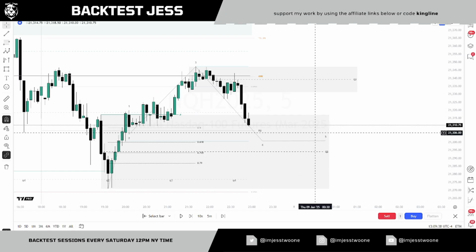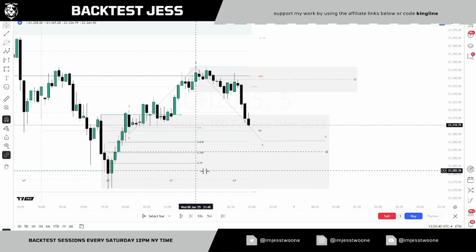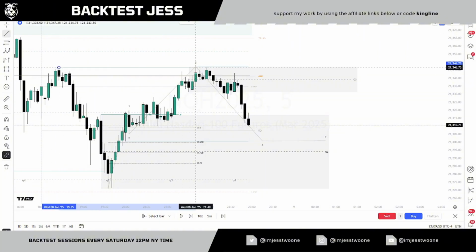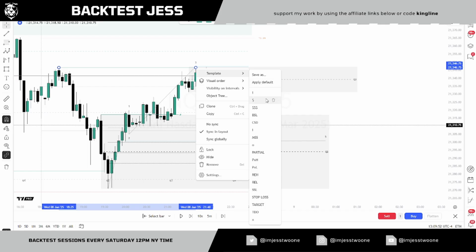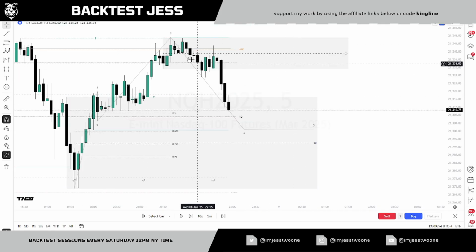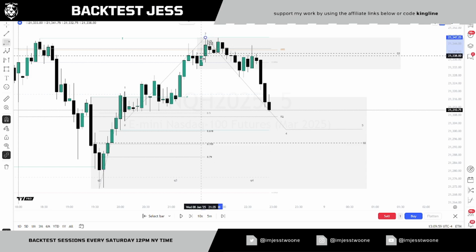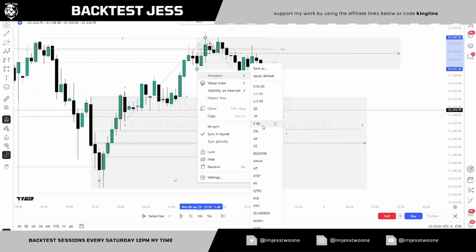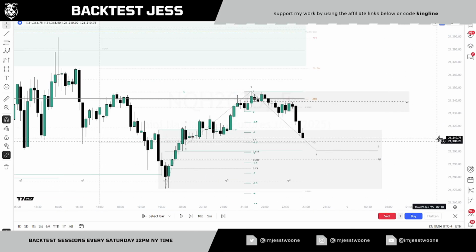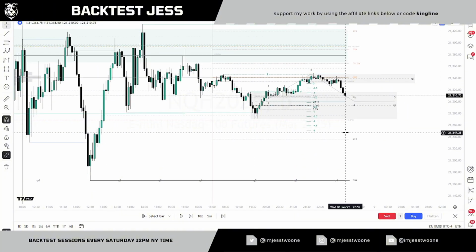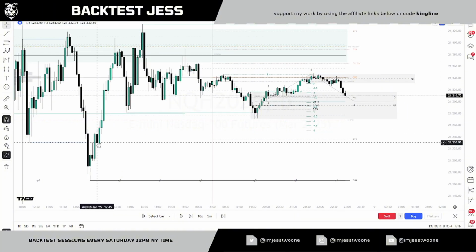So this is Q2, Q3, Q2 creating the bottom of the range, Q3 currently being the top of the range. Did it take out Q1? It did take out Q1 as well, pretty cleanly. So yeah, Q3 being the top right now. Let's see where this standard deviation goes to. So this would bring us into previous day low. No, it won't. I'm lying. It'll bring us into this OB right here.